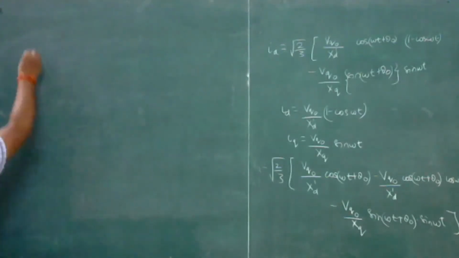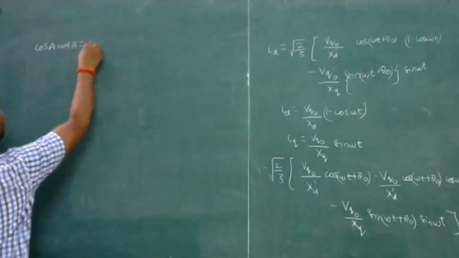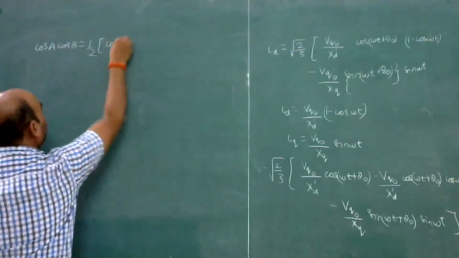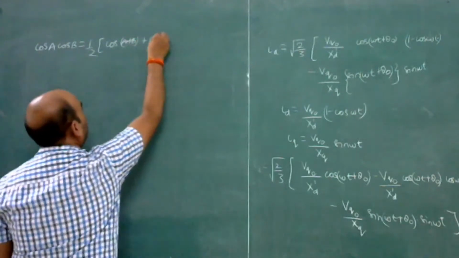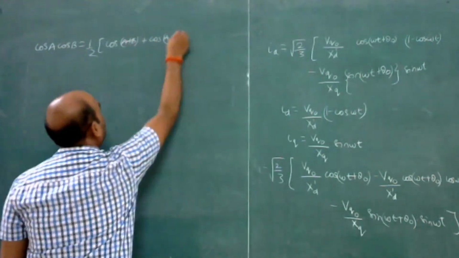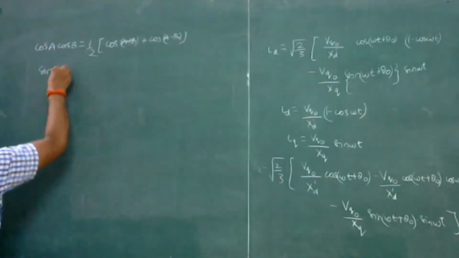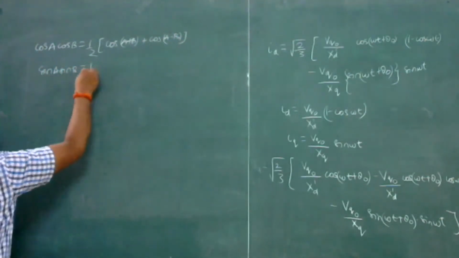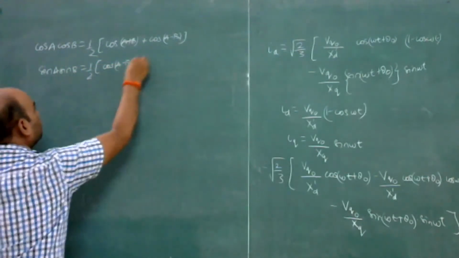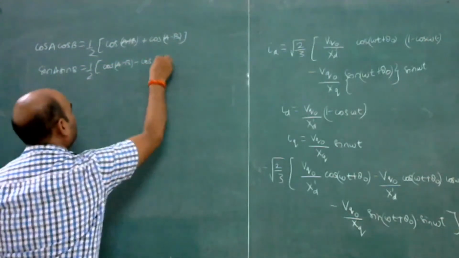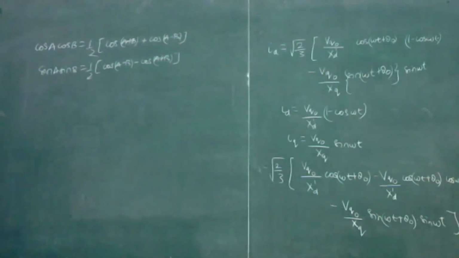So cos A cos B is equal to half of cos(A plus B) plus cos(A minus B), and sin A sin B is equal to half of cos(A minus B) minus cos(A plus B). This is the value of sin A sin B.